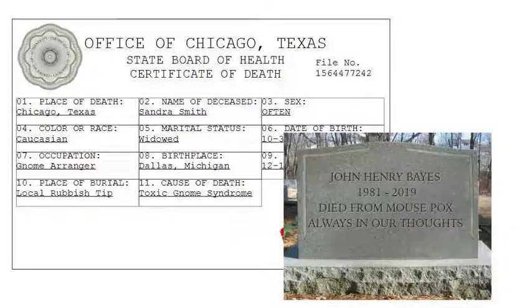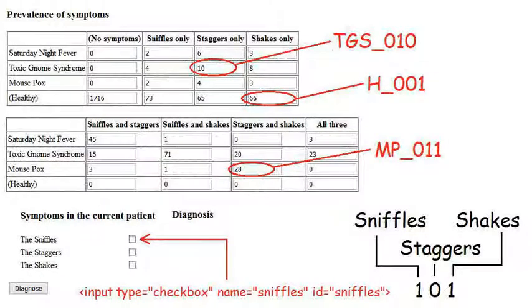from data. In our fictional society, there are 3 diseases you can suffer from: Saturday night fever, toxic gnome syndrome, and mousepox. These diseases manifest in some combination of 3 symptoms: the sniffles, the staggers, and the shakes. The table that you see here shows the screen layout indicating how common different combinations of these symptoms are for different diseases, with a 4th line added that shows that even people in rude health sometimes have the sniffles, staggers, or shakes. Although I've had to split that table into 2 in order to fit it onto the screen, consider it as one long table with 4 rows and 8 columns, one for each combination of the 3 symptoms.